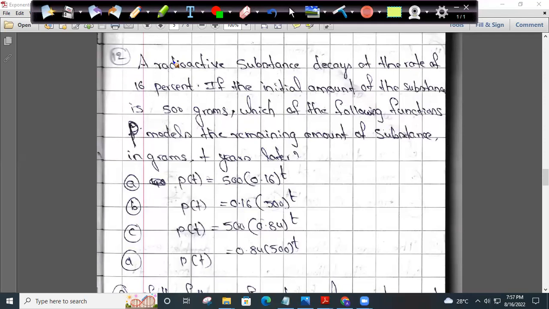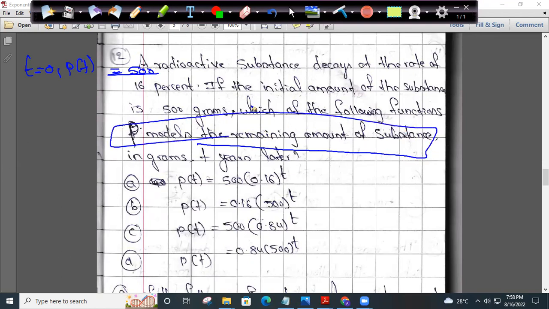Now, what I need to do here: initially when t equal to 0, P of t should be equal to 500 grams. Initially, how much is the remaining amount? You should be careful with the English. He's not asking how much is getting expired or how much is vanishing, how much decays. He's asking how much remains. The substance decays with initial amount of substance 500, and the function gives the remaining amount of substance t years later.